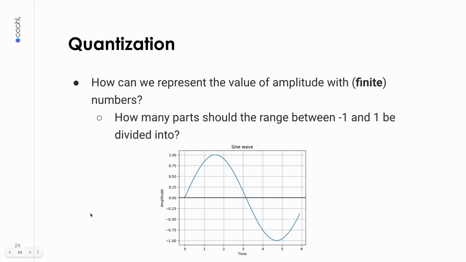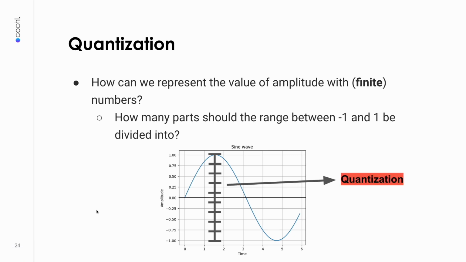The important thing here is the word limited. How can we represent values between -1 and 1 with a limited number of numbers? In other words, how many pieces should we split it into? This splitting process is called quantization.